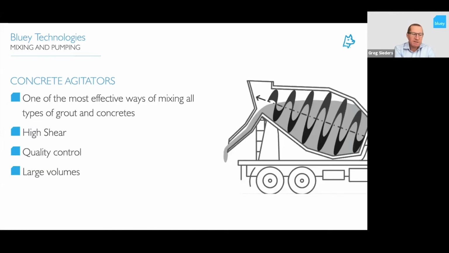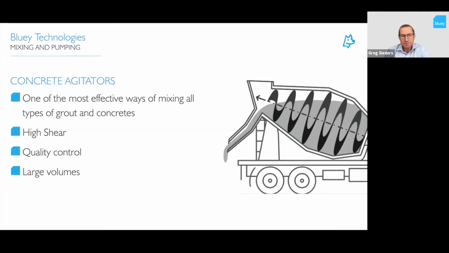So, concrete agitators. Most people think that concrete agitators are only used for concrete. These are one of the most effective ways of mixing all types of grouts, from high fluid grouts, post-tension grouts, micro concretes, non-shrink grouts. Over the years, Blueys have done a lot of work mixing and delivering grouts in the back of agitators. We find it one of the best ways to do it. If you've got the access, you've got a large pour to do, then this is the way we try to do it, using bulk bags or even from a batch plant as well.